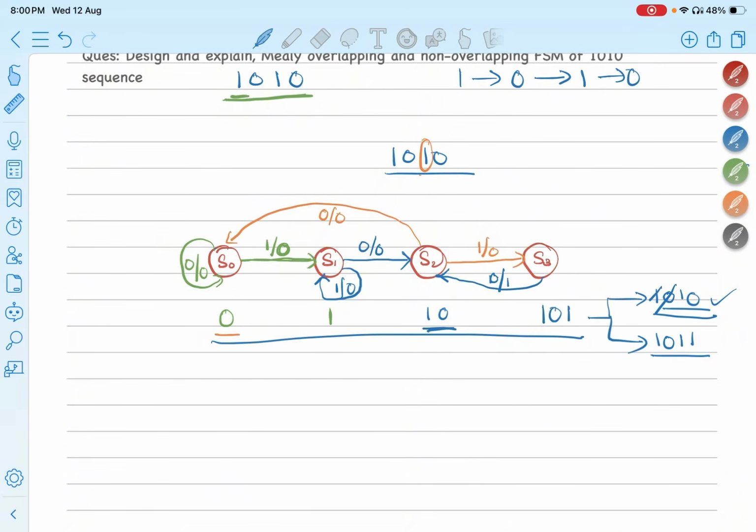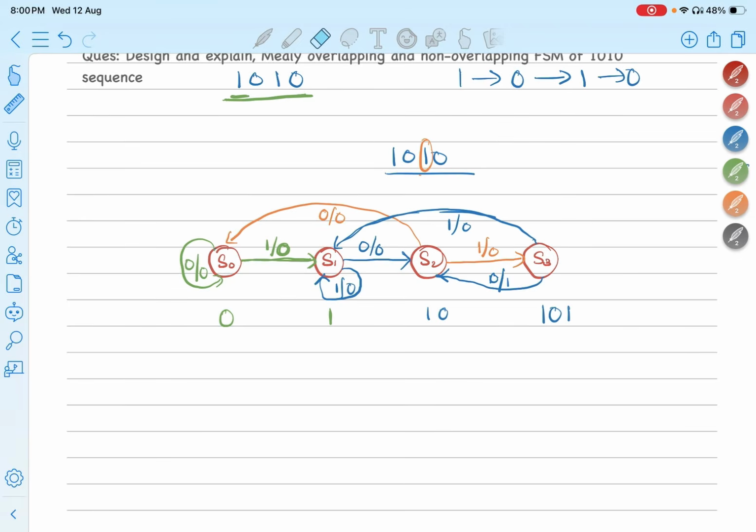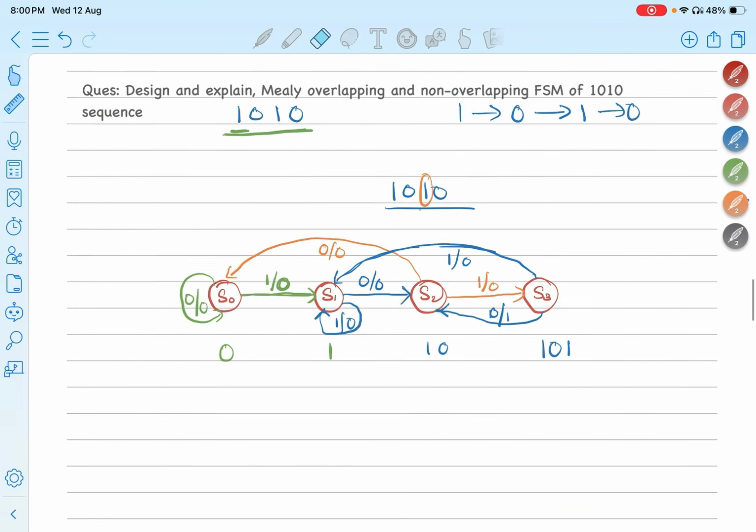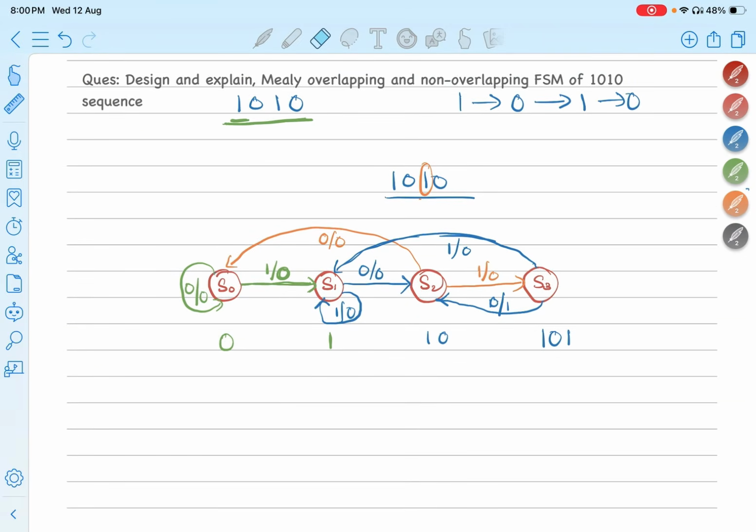Here we don't have any 1011. So we will remove the MSB. 011, no. 11, no. Yeah, 1. So here we have 1. So it will move to this state. Alright, so it will be 1 by 0. So this is the basic FSM of the 1010 overlapping Mealy sequence detector.